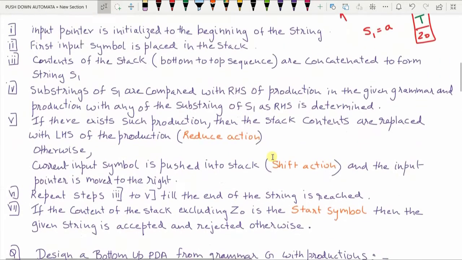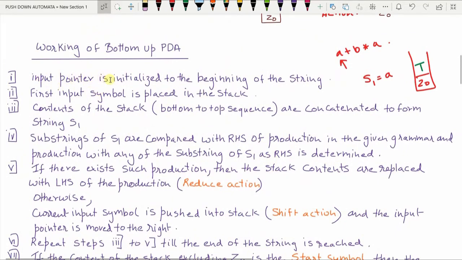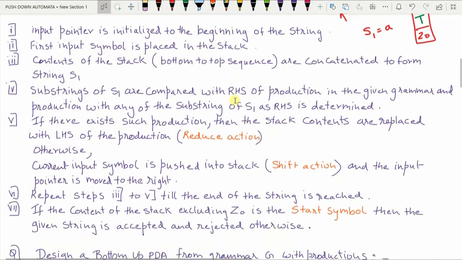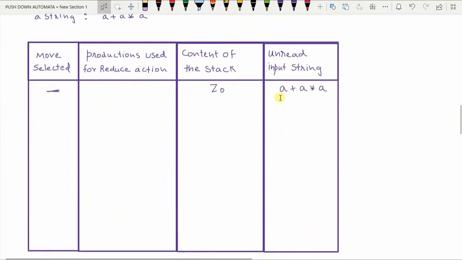Now the procedure says the input pointer is initialized to the beginning of the string, done. Now the first input symbol is placed onto the stack. Which is the first input symbol? This a. We are going to push this a onto the stack next. And remember, whenever you insert an input symbol onto the stack, it is called a shift action. So I will write here shift. Then after shifting it onto the stack, the stack would look like a z0.